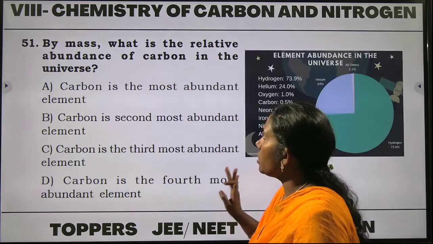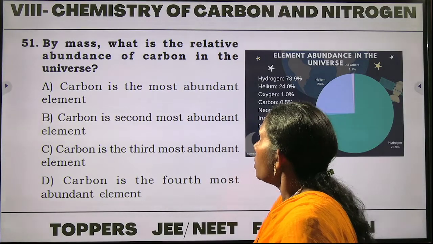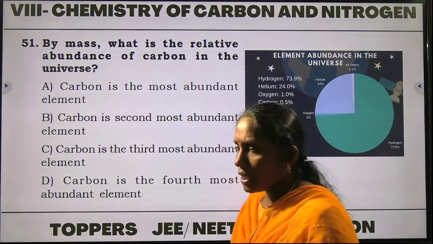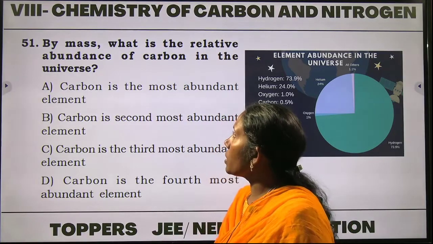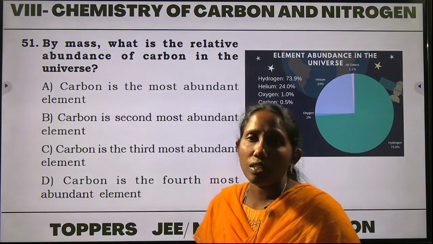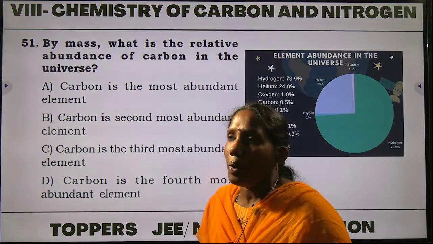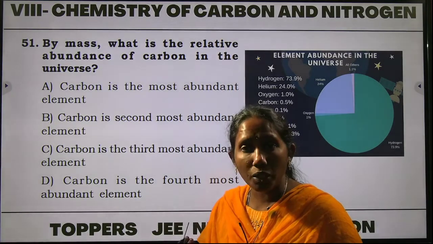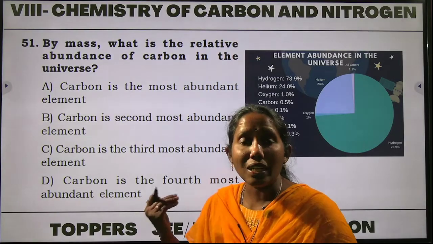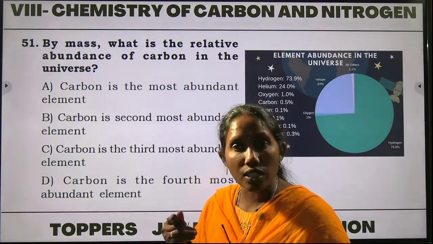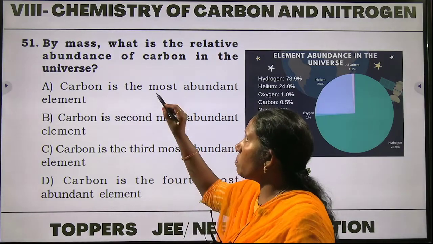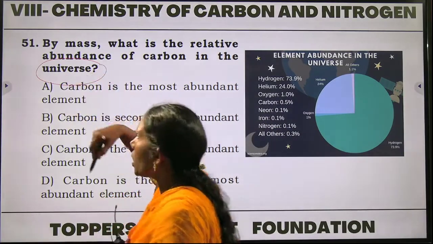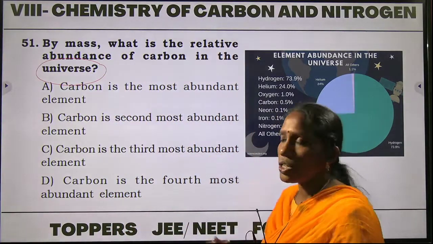Okay, start with the first question in analytical approach type. First question: by mass, what is the relative abundance of carbon in the universe? In this chapter, in our first session, we had the question, what is the percentage of abundance of carbon? In the human body, if you observe, carbon is the second most abundant element. The first one will be oxygen. Here the question is, by mass, what is the relative abundance of carbon in the universe? Considering the overall universe, what is the position of carbon?